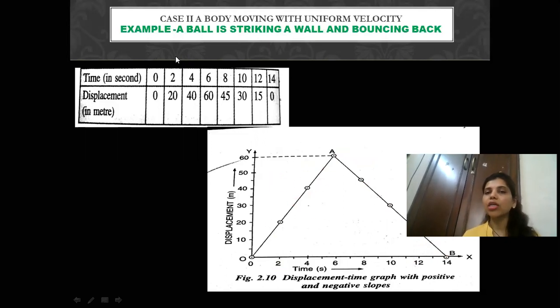Here you have to remember that the body is moving with uniform velocity. The reason is that when you consider the slope for one part, and then the slope for the other part, each will give you a constant value. The example you can compare with this graphical representation is a ball striking a wall and bouncing back. So it is coming back on the same path. You can see here the direction is changing because it moved till 60, and then from 60 it is coming back to the original position.